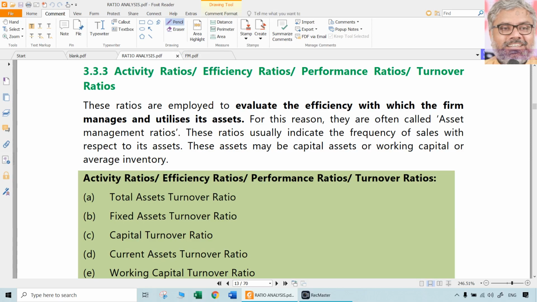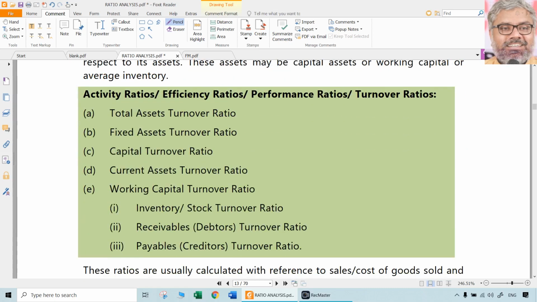these ratios. The third category of ratios is activity ratios, sometimes called efficiency ratios or performance ratios or turnover ratios. Basically, these ratios are there to evaluate the efficiency with which the firm is managing and utilizing its assets. Of course, this can also be called asset management ratios. How effectively and efficiently the assets of the organization are being utilized will be indicated by these ratios.